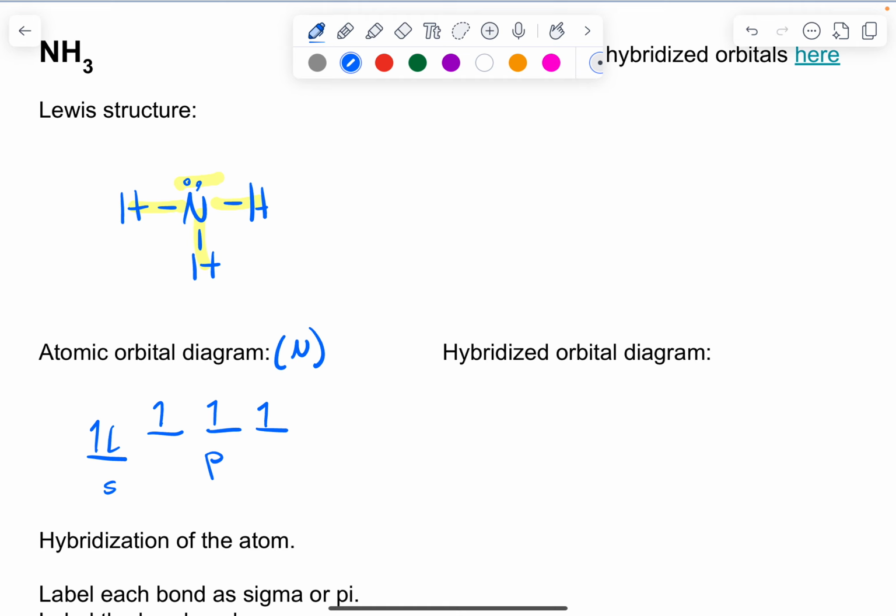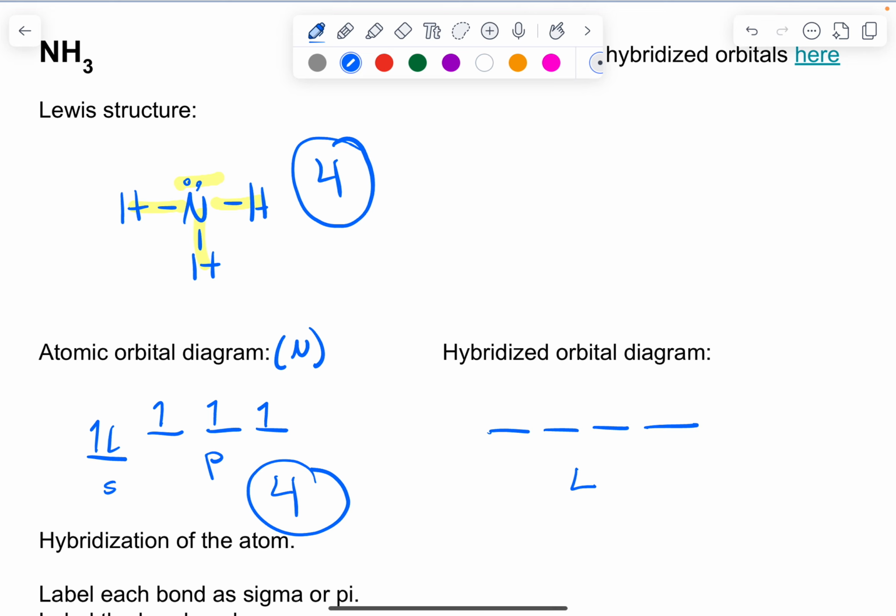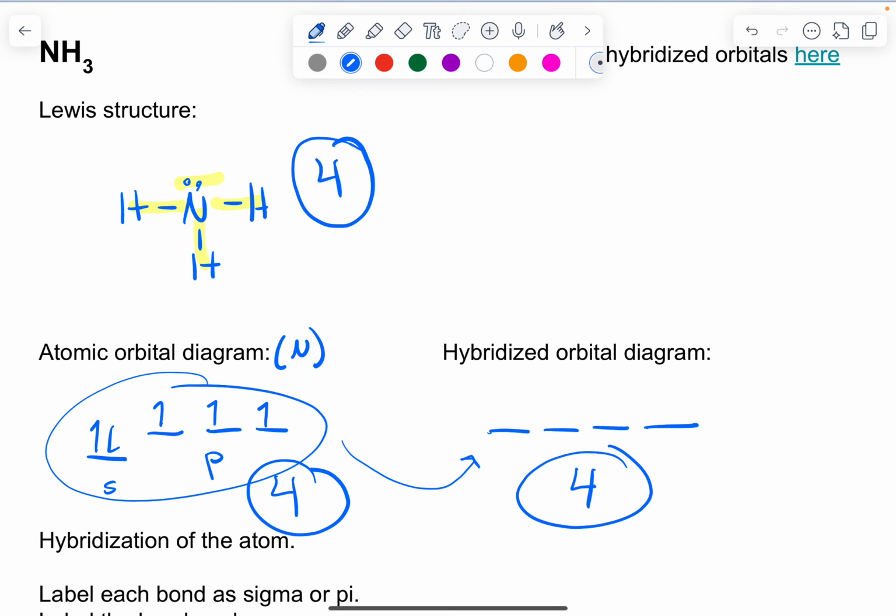So the hybridized orbital diagram also needs 4, because there's 4 regions. 4 here. I'm going to use 4 here, and I'm going to make 4 there. So I use all 4 of these, and I make 4 new orbitals, each one being 1 part S and 3 parts P. Now, each orbital is called an sp3 orbital. So there's 4 of them, but they're each called sp3.